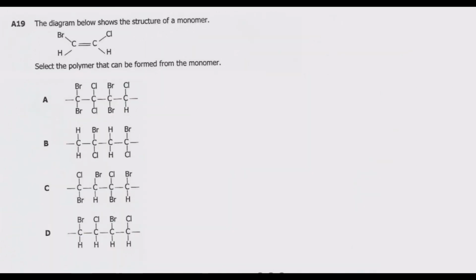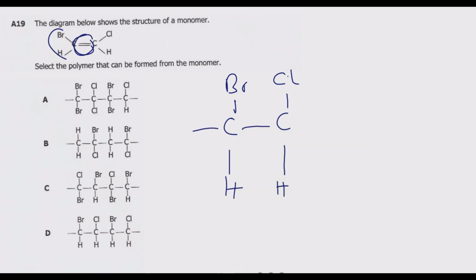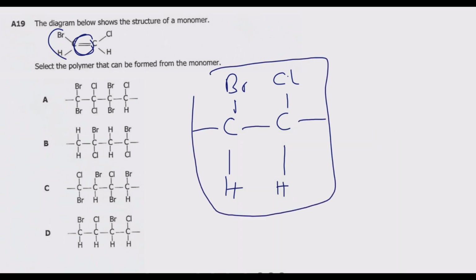Number 19. The diagram below shows the structure of a monomer. Select the polymer that can be formed from the monomer. So what we know is we have a double bond here. So what we need to write is this will be a bromine, the way it is. Then we are going to have chlorine. Then this carbon bond and this carbon bond. Then we have down the H the way it is. Then down the H the way it is. So now what we are going to break is this double bond. So this bond will be this, then this side and this side. So it's this unit that needs to be repeated, maintaining this on top and this one on top. So you need to look for that.